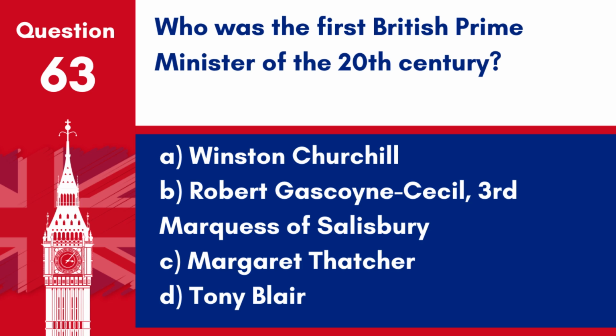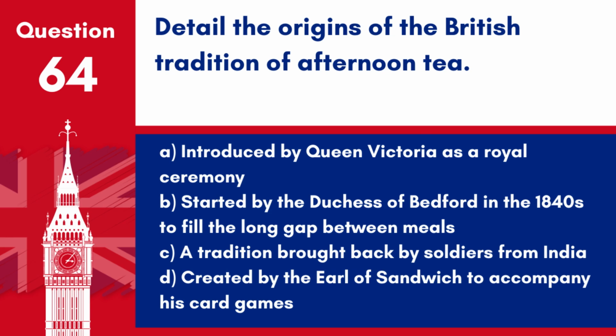A. Winston Churchill, B. Robert Gascoigne Cecil, 3rd Marquis of Salisbury, C. Margaret Thatcher, D. Tony Blair. Answer B. Robert Gascoigne Cecil, 3rd Marquis of Salisbury. Serving until 1902, he was the Prime Minister at the start of the 20th century. Question 64. Detail the origins of the British tradition of afternoon tea.